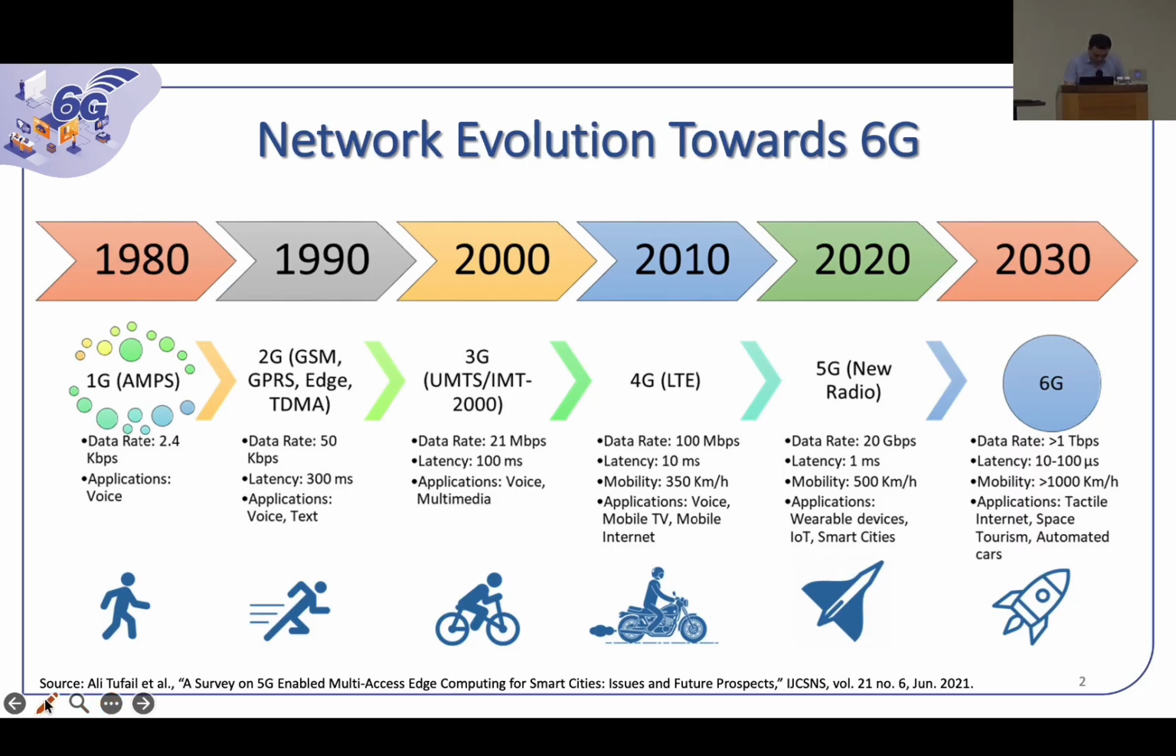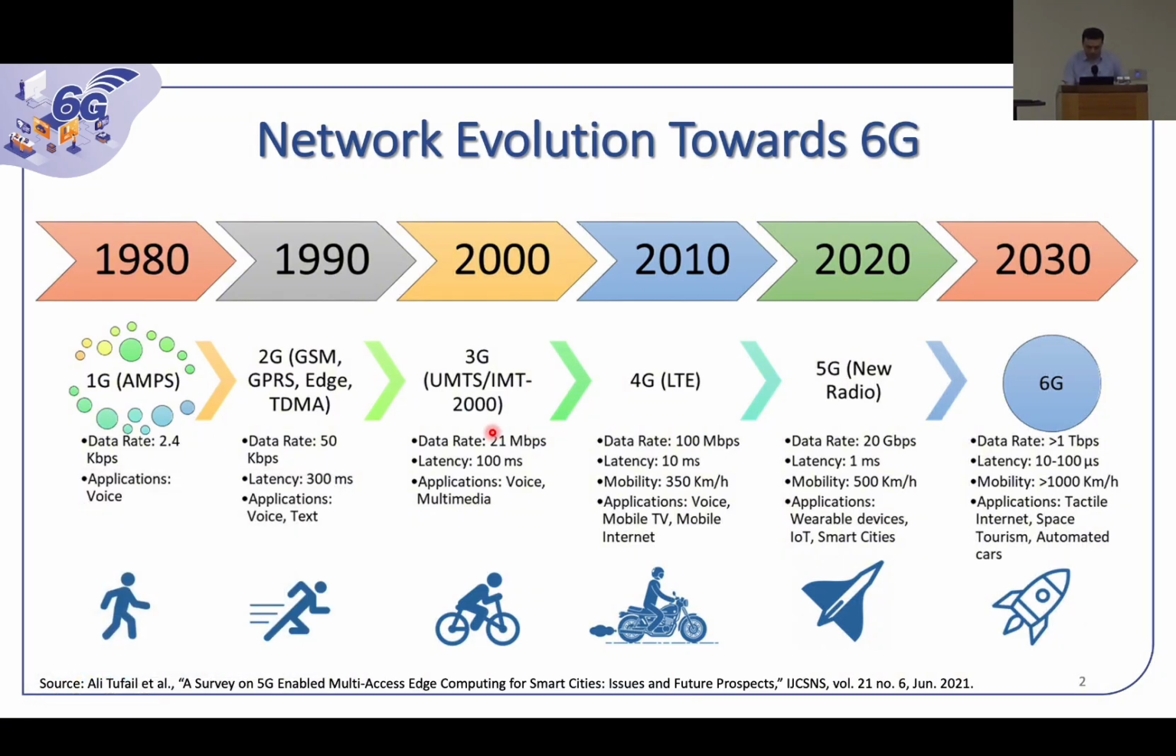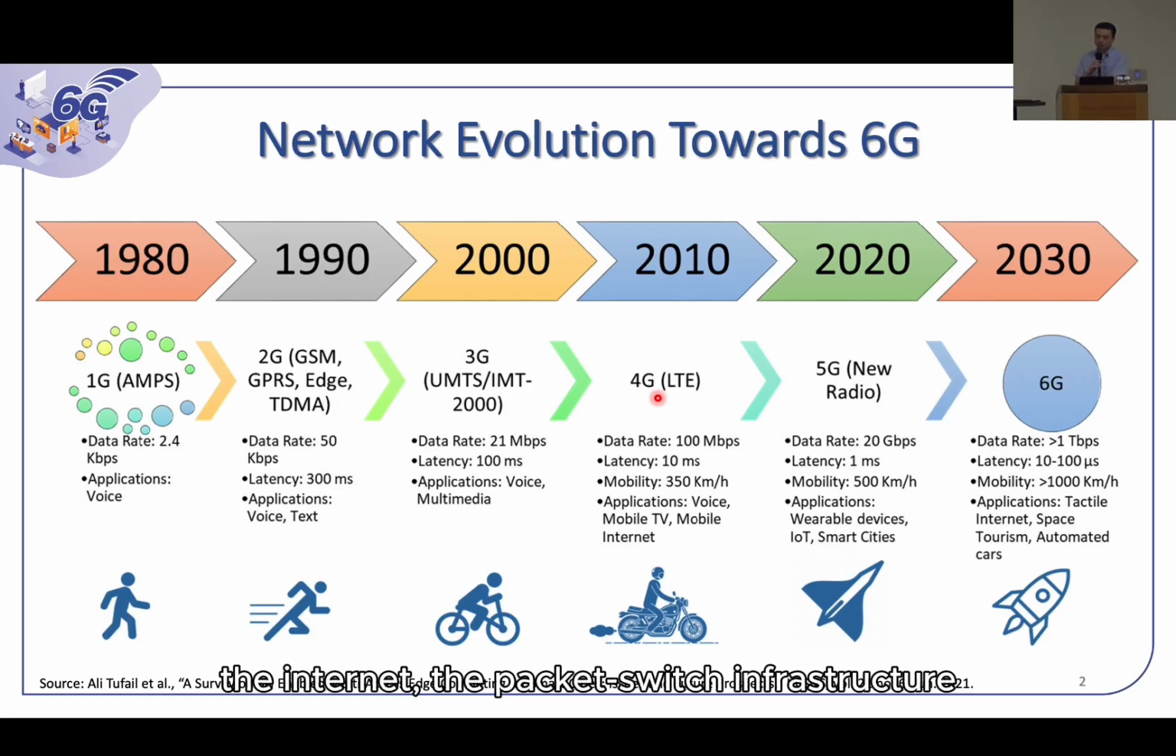In the 3G network, the technology is circuit switch. Later on, we will talk a little bit more about it. Once we reached the fourth generation, based on the lessons learned from the internet, we understood that the packet switch infrastructure was much better. So in the fourth generation, we try to transform the cellular infrastructure to the packet switch infrastructure.